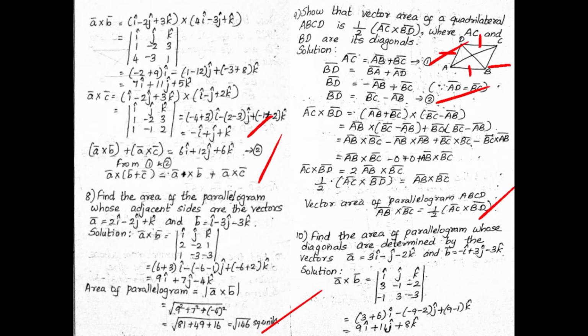10th problem: find the area of a parallelogram whose diagonals are determined by the vectors A vector and B vector. Here we have to find the area of a parallelogram, where the diagonal vectors are given. See the solution. Solution: A vector cross B vector. Write down in the determinant form, first row i, j, k, second row the coefficients of A vector, then the third row the coefficients of B vector. Solve this determinant, we get 9i plus 11j plus 18k.